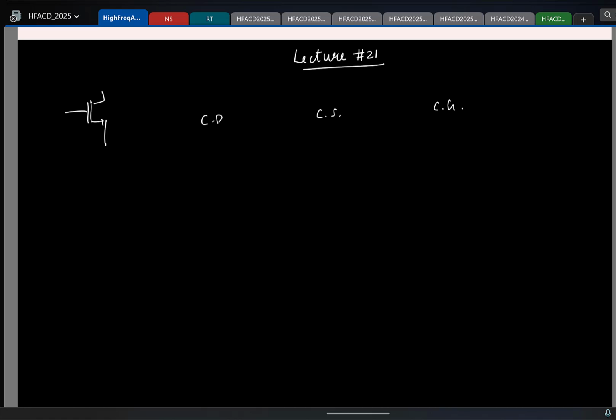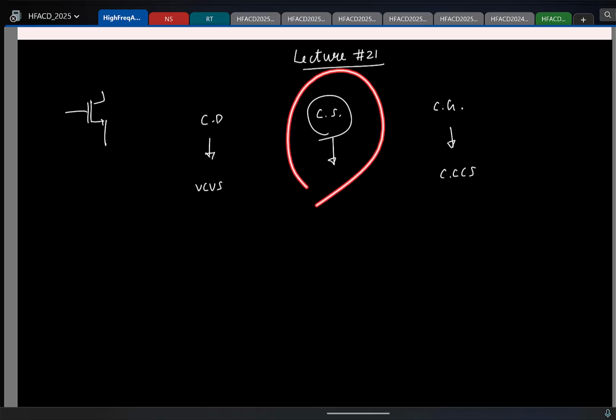So here, common drain. What is the use of a common drain typically? Voltage buffer. So what controlled source is it? This is the main use: voltage-controlled voltage source. Common gate, what do we use it for? Current buffer, current-controlled current source. So this fellow, the common source, is the only one that gives us some gain. So this is our basic structure, right?